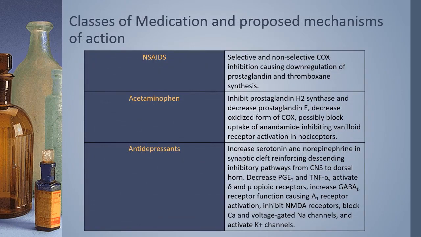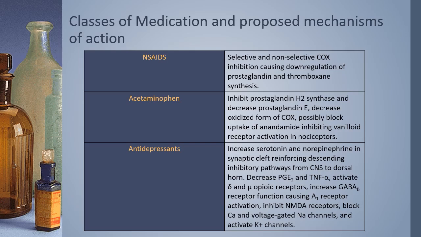Multiple classes of medication have been created to address these pain mechanisms. Non-steroidal anti-inflammatory drugs work via selective and non-selective COX inhibition, which causes downregulation of prostaglandin and thromboxane synthesis. Acetaminophen or Tylenol works by inhibiting prostaglandin H2 synthase and decreases prostaglandin E. It also decreases the oxidized form of COX and possibly blocks the uptake of anandamide, which inhibits the vanilloid receptor activation in nociceptors.